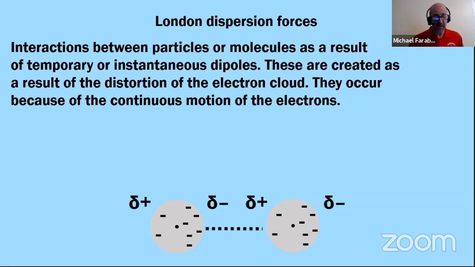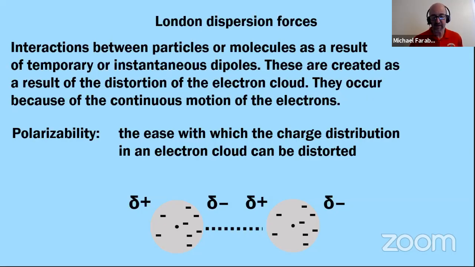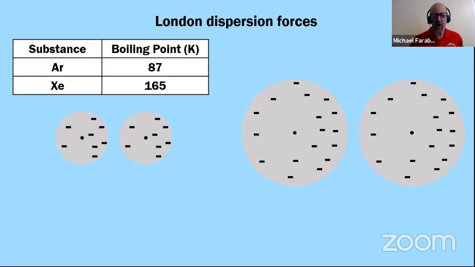Now, the electrons are in continuous motion. So we have what is called polarizability. Polarizability is the ease with which the charge distribution in electron cloud can be distorted. You can talk about this as an adjective as well. You can say that one molecule might be more polarizable than the other. How can you compare argon and xenon? Well, we have 18 electrons for argon and 54 electrons for xenon. So which, in your opinion, electron cloud is more likely to be distorted? Which electron cloud has greater polarizability?